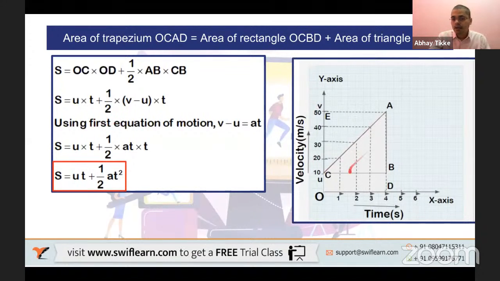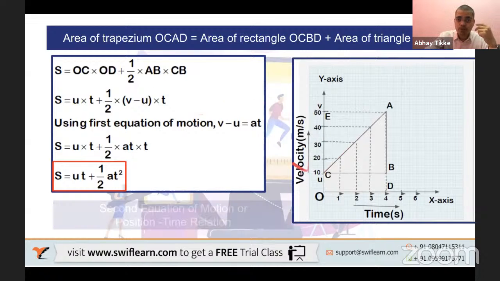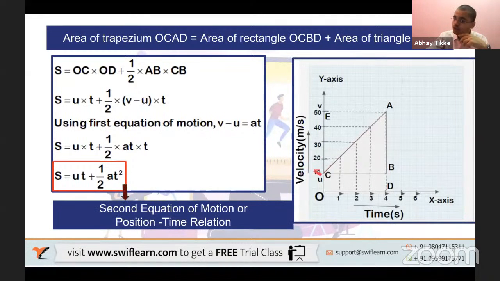U into T plus, now the area of the triangle CAB. The area of a triangle is half into base into height. The base is BC and the height is AB, so half into AB into CB, right? Now see, AB is also equal to EC. That's what we calculated while calculating the slope, right? So we can write V minus U. So AB I wrote as CE, and that is V minus U, into time T, because CB is your time T. So simplify this, what do you get? S is equal to UT plus half AT square.